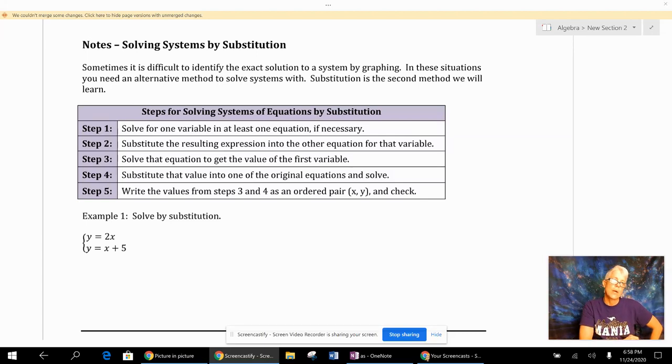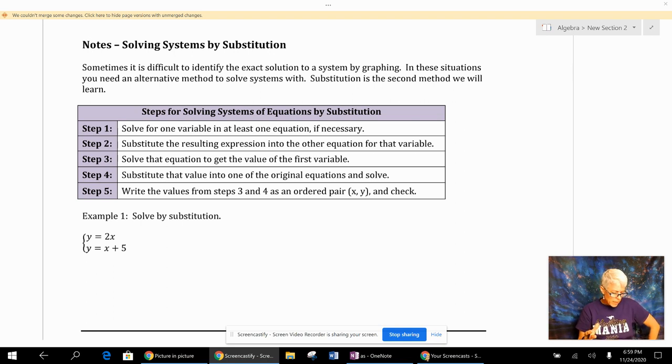Hey guys, today we're going to learn another way to solve systems of equations. And you're probably saying, why? Why, if we can just graph it? Because we must. All right, so today we're going to be learning how to do it through substitution. And so let's get started.